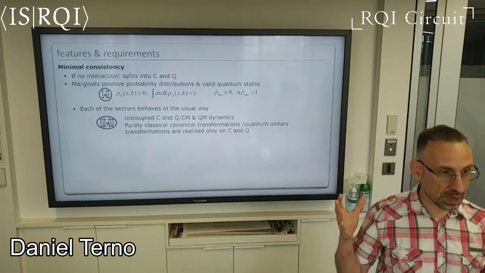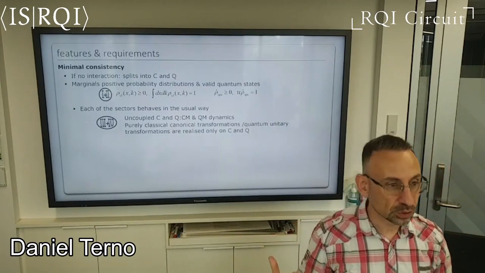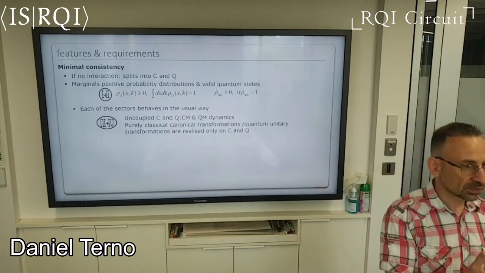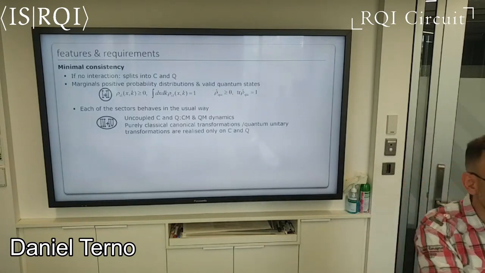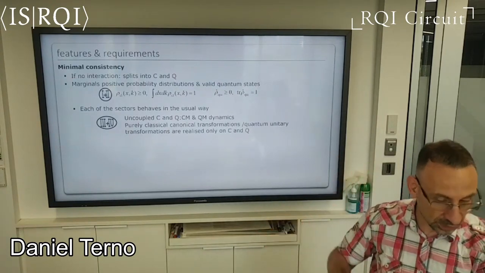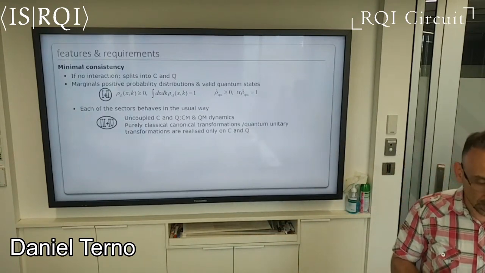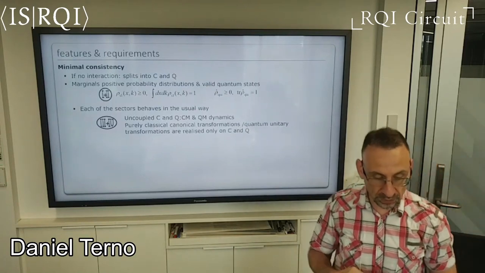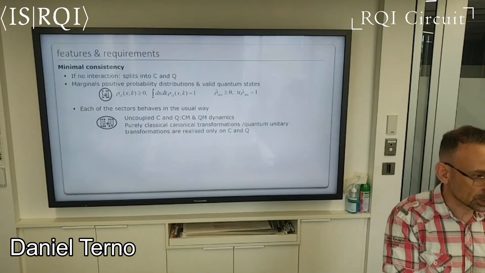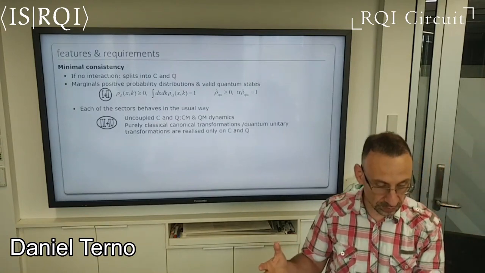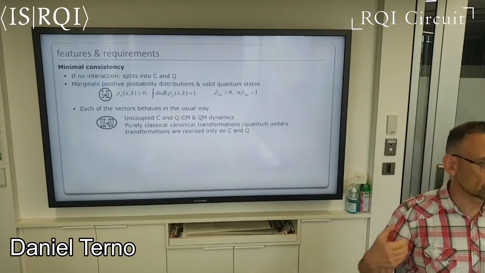Now, again, we want each sector individually to behave in the usual way. So if we have an uncoupled quantum classical system, Hamiltonian dynamics on one side, unitary dynamics on the other side, and no monkey business. And even if there is interaction, if we want to impose purely classical transformations, canonical transformations on the classical side, and say quantum unitary transformations on the quantum side, if we have our hybrid scheme, this still should be possible.